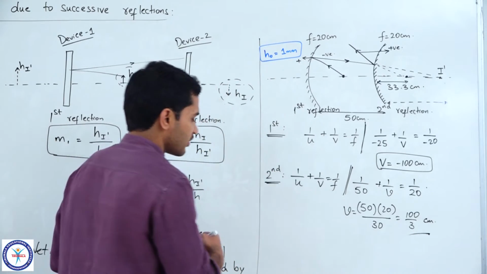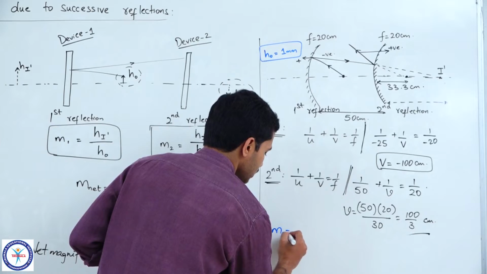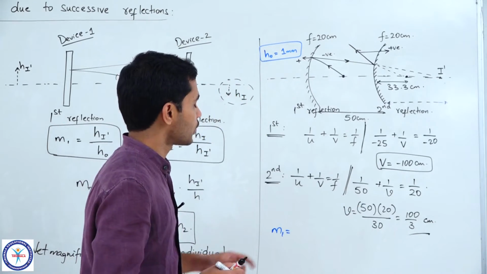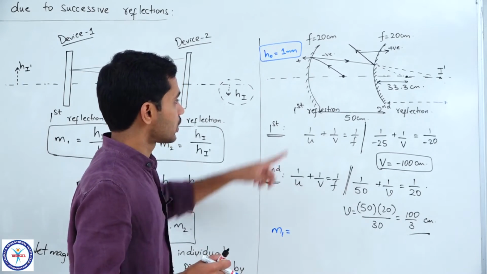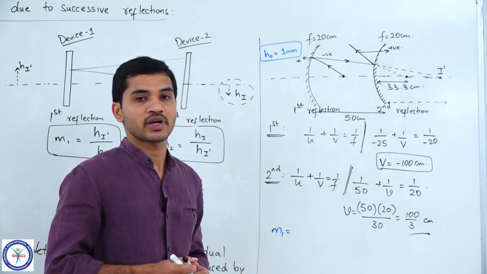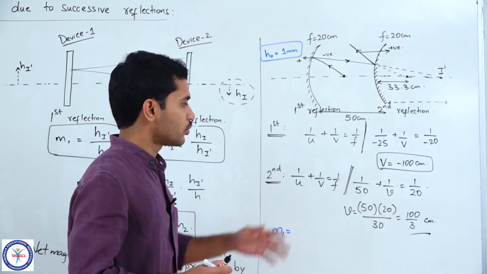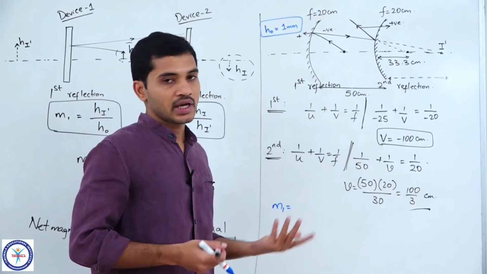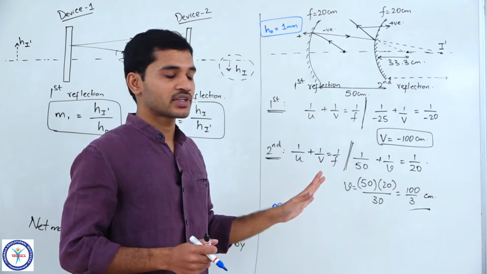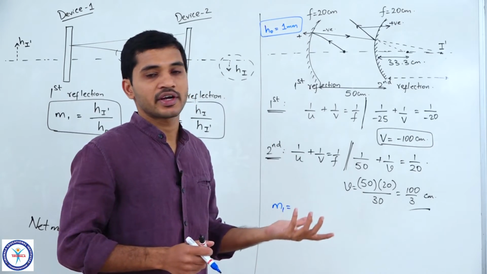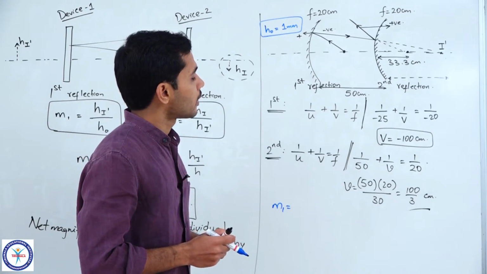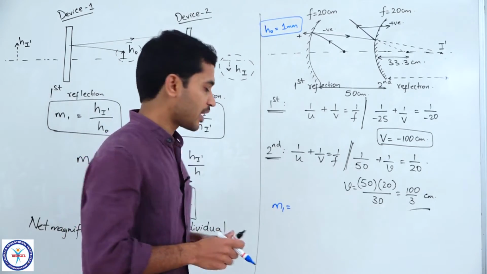Let me find the magnification of the first reflection, then the second reflection, and then I will take the product of those two magnifications. First magnification here. We know that minus V by U is the magnification, or you can use F by F minus U also, whichever is convenient. Because we have anyways calculated V, I will use minus V by U. If you just have to find the magnification, you do not need to find V in this case. You can directly use F by F minus U. Anyways, I will use minus V by U for magnification.